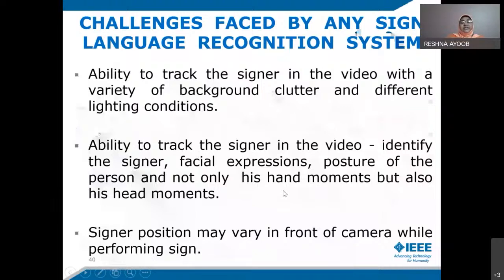Ability to track the signer in the video means to identify the signer, his facial expression, the posture of the person, and not only his hand movements, but also his head movements have to be tracked. And the signer position may vary in front of the camera while performing the sign. If some friends are together and they are talking, they can move. Usually we are not sitting in a specific place and talking to each other, but we are standing and moving like this. So the signer position can vary in front of the camera. So all these make difficulties in tracking the signer.